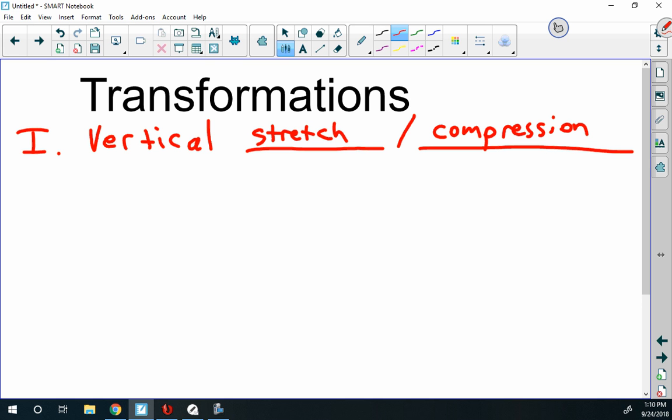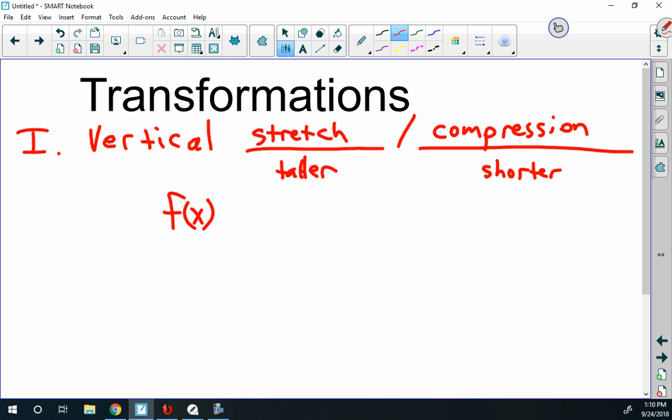Now keep in mind we're transforming functions. Our function is going to be f of x. And if we want to take our function and make it stretched out, that's going to make it taller. So a stretch is going to make the thing look taller. A compression is going to make the thing look shorter.